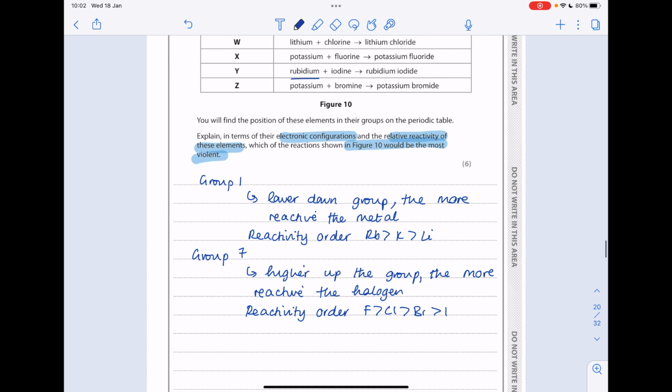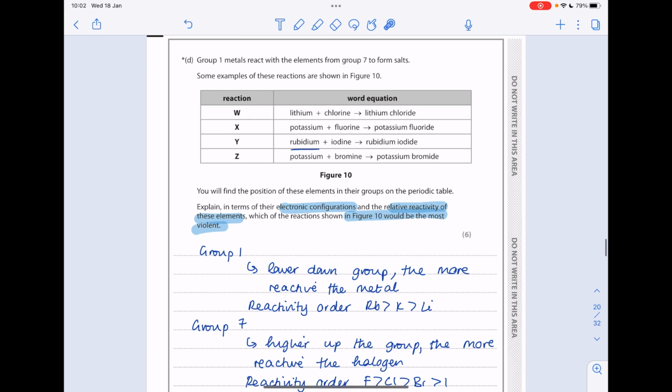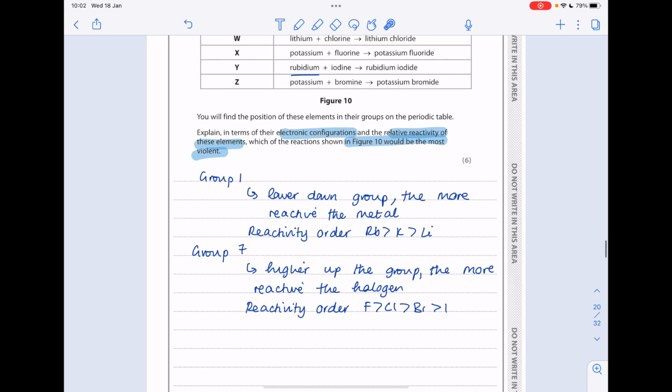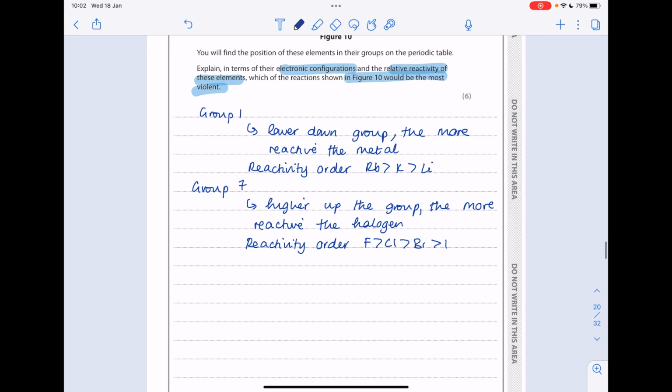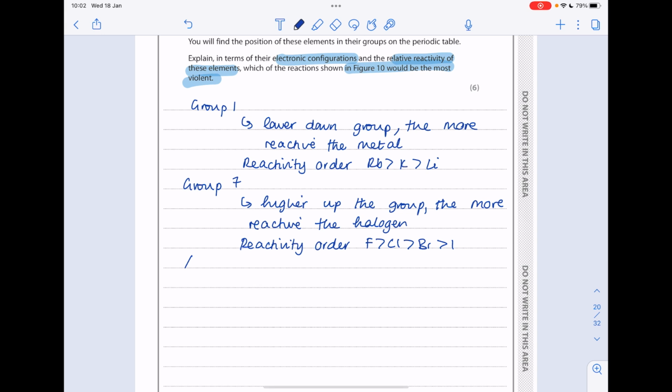So really, the most reactive combination we could have is rubidium with fluorine. But if you look down here, you've actually got the most reactive metal with the least reactive non-metal. So that means that Y can't be the most reactive. So actually, look at this one, potassium and fluorine. Okay, potassium isn't the most reactive, but it's pretty good, look. Fluorine is definitely the most reactive. So actually, we're going to pick X. X would be the most violent.